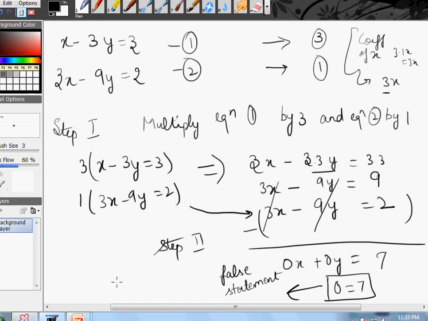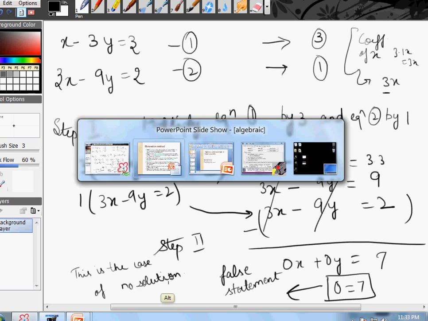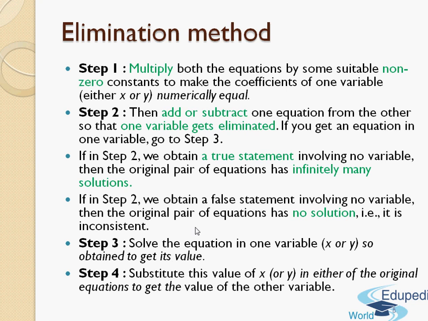So this is the case of no solution. So friends, this was all about the elimination method and how to solve a pair of linear equations by this method. Thanks for watching Edupedia World videos.